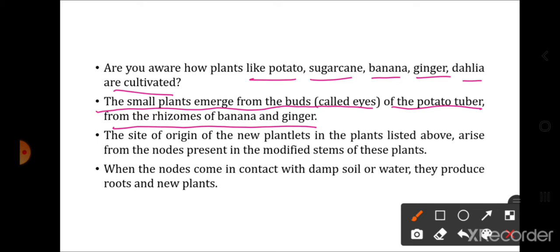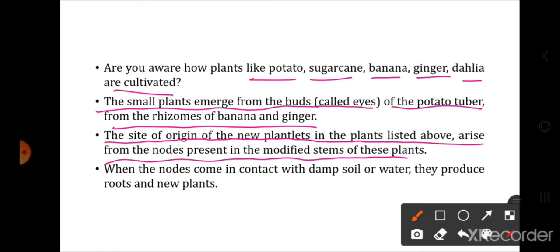Then in banana and ginger, what are involved? It is the rhizomes. The site of origin of the new plantlets in the plants listed above is the nodes present in the modified stems of these plants. So basically, what is the site of origin of the new plantlet? In all the above listed plants, the new plantlets arise from the nodes.